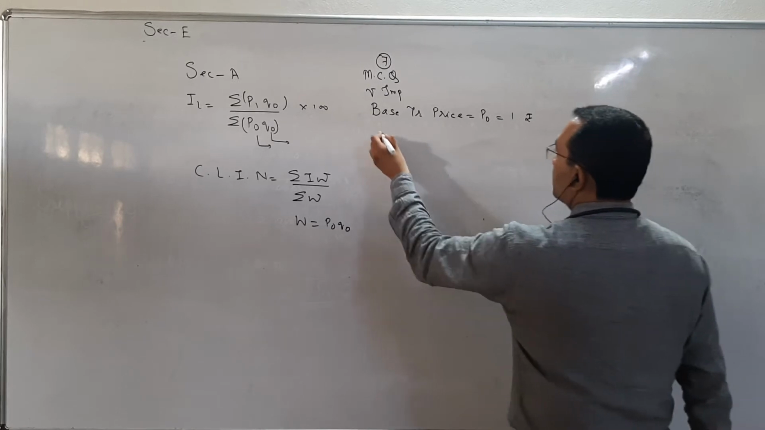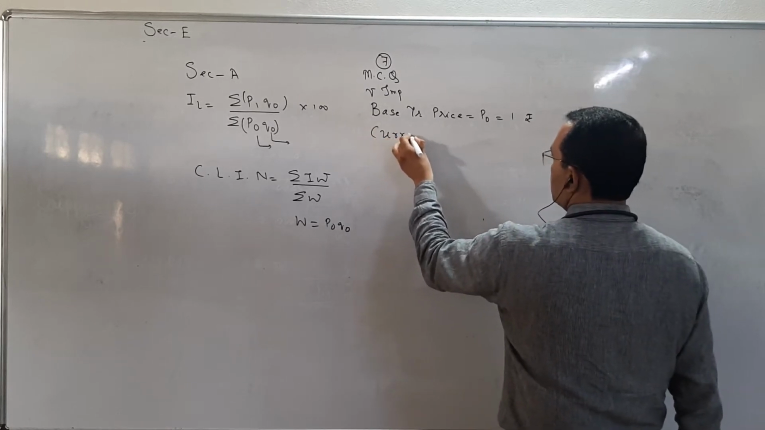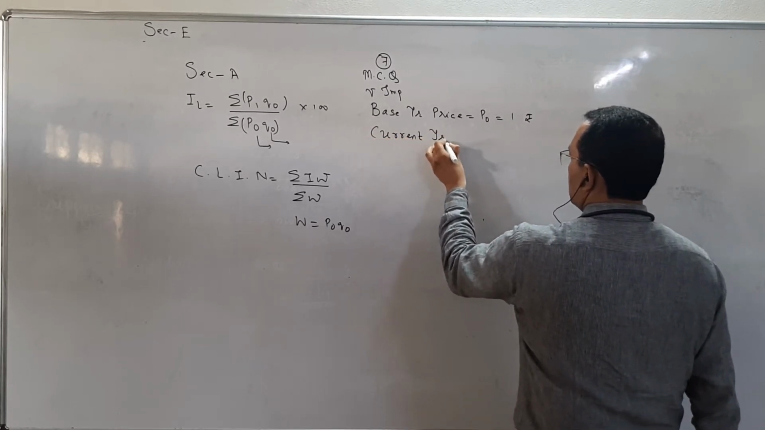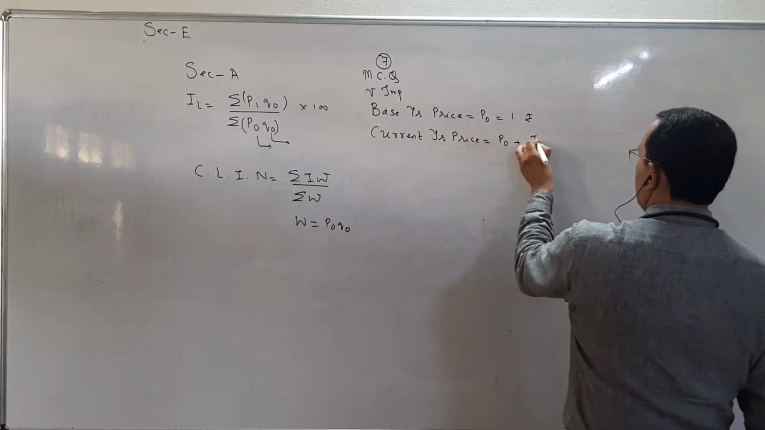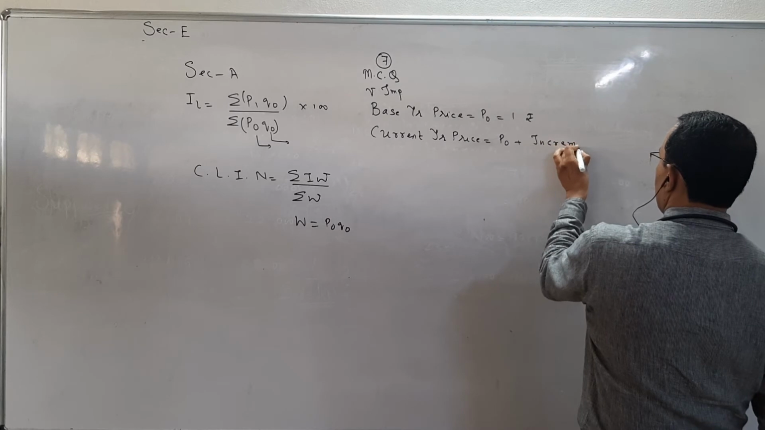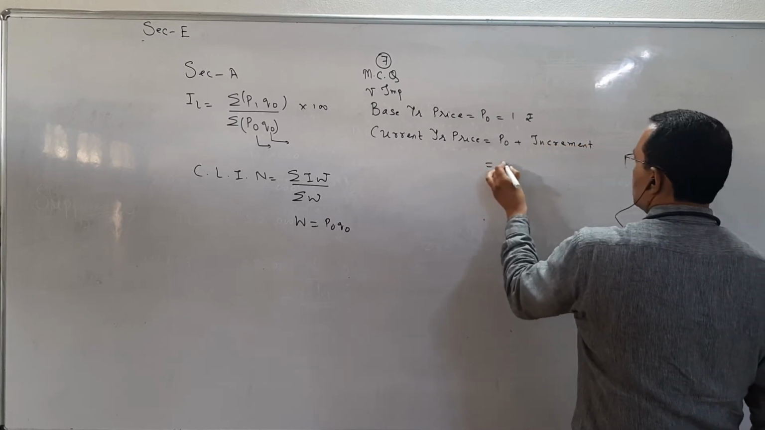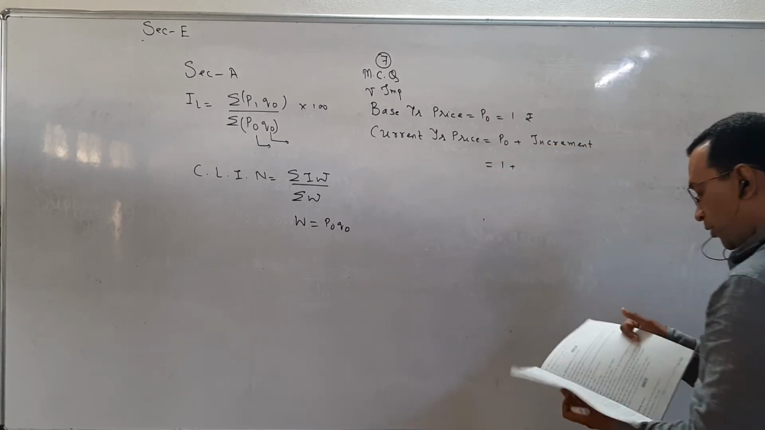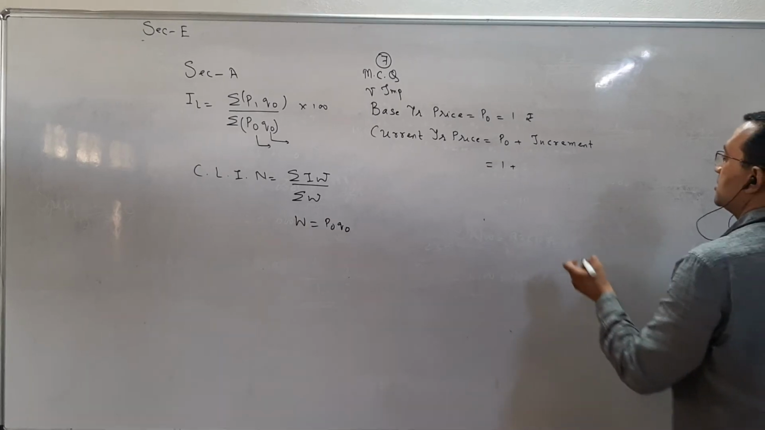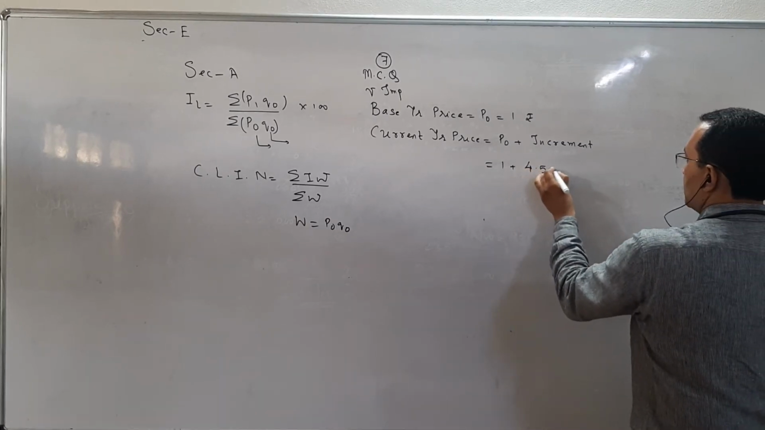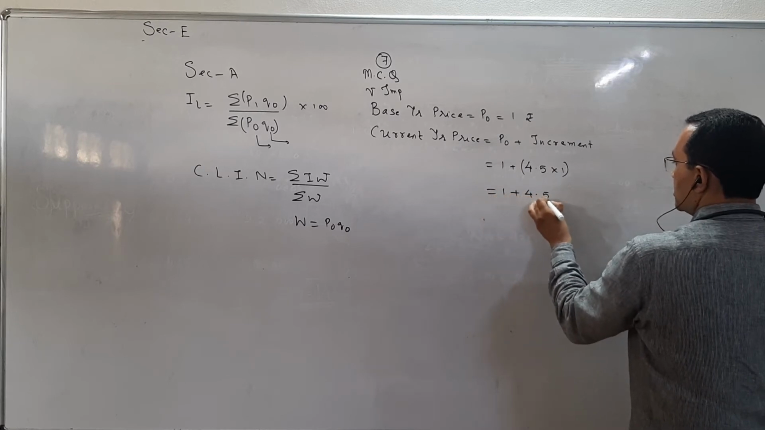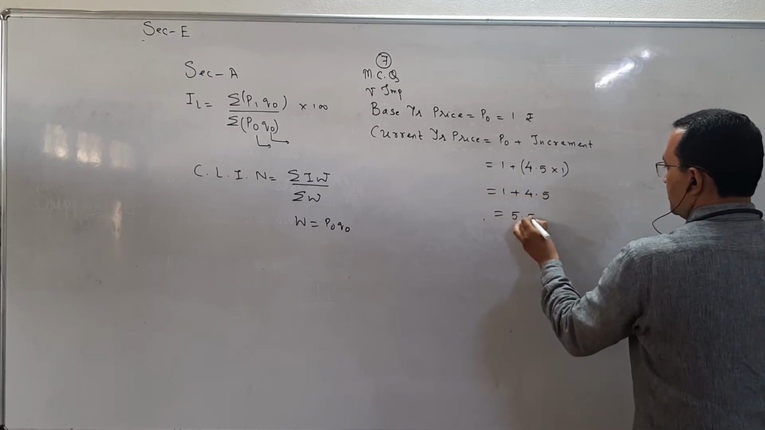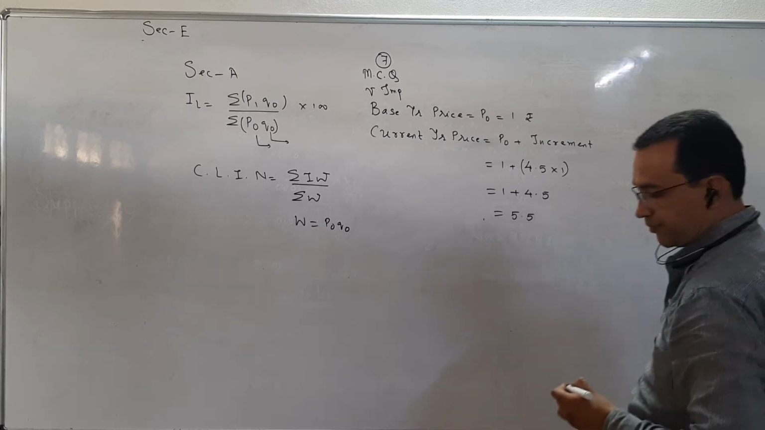Then the current year's price will be the base year's price plus increment. So increment is 4.5 times that of the price in the base year. So the current year's price will be 1 plus 4.5, and that is 5.5.